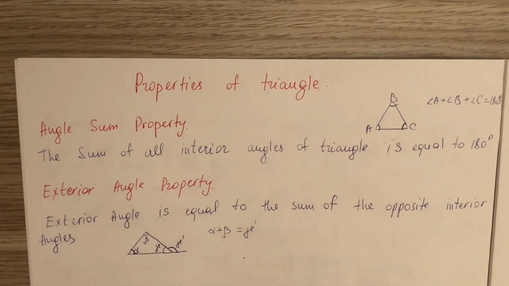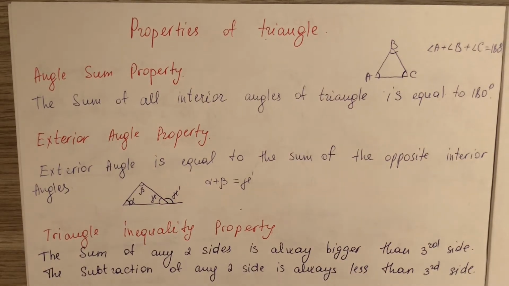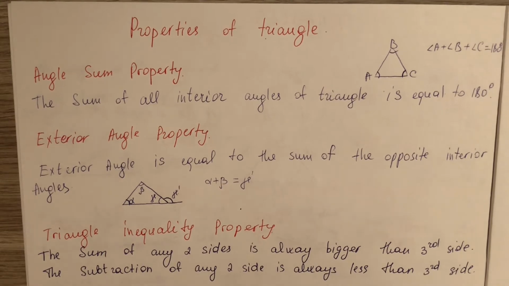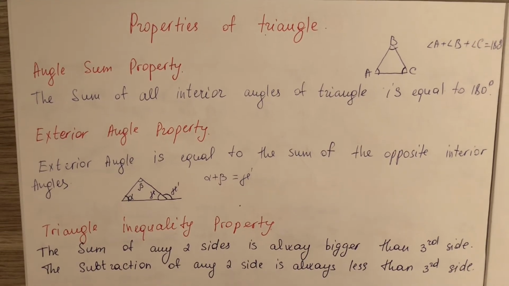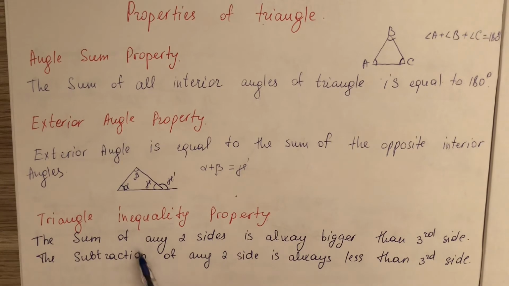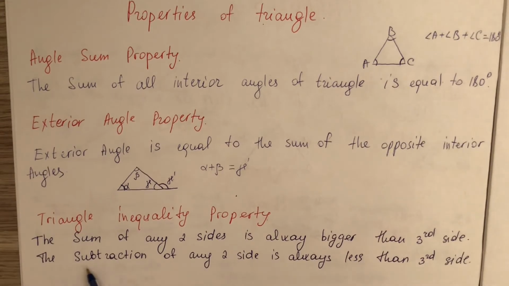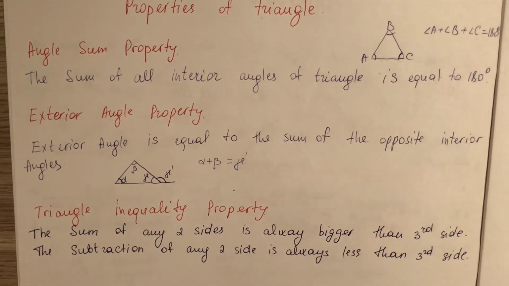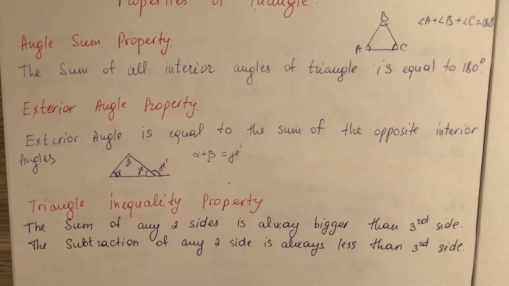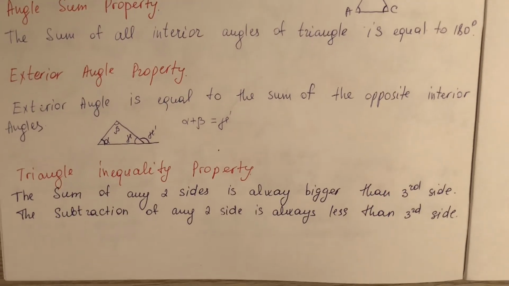Let's continue. Triangle inequality property. Okay, our third property is triangle inequality property. This is like that. The sum of any two sides is always bigger than the third side, and the subtraction of any two sides is always less than the third side. What does it mean?